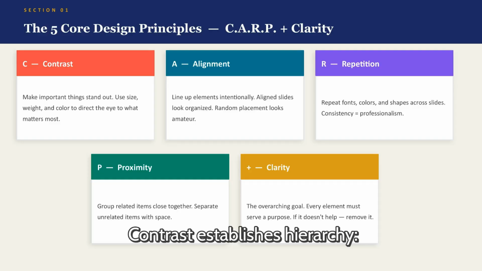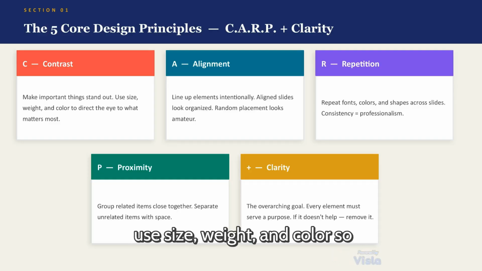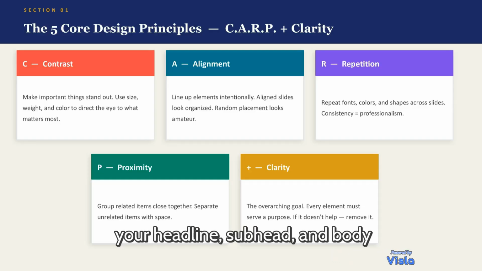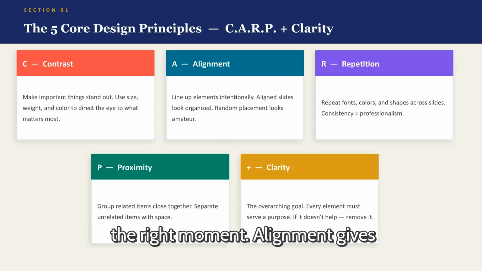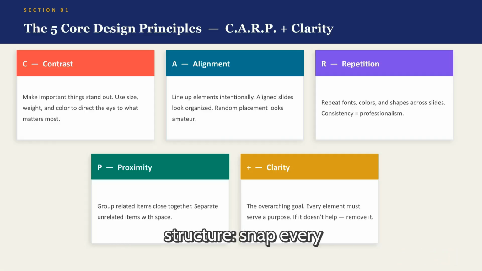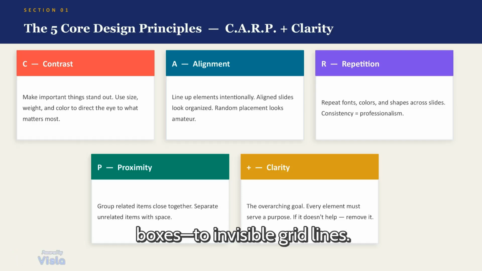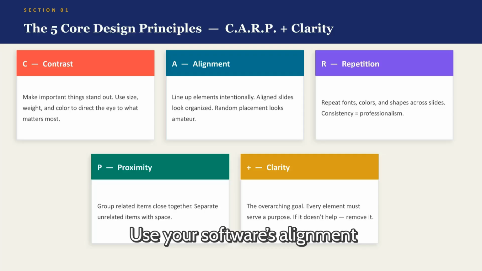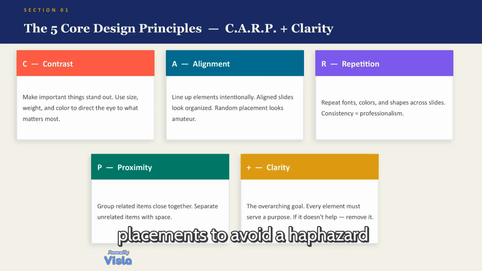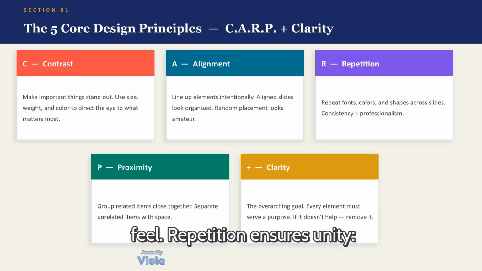Contrast establishes hierarchy. Use size, weight, and color, so your headline, subhead, and body text each capture attention at the right moment. Alignment gives structure. Snap every element: titles, images, text boxes, to invisible grid lines. Use your software's alignment tools instead of eyeballing placements to avoid a haphazard feel.